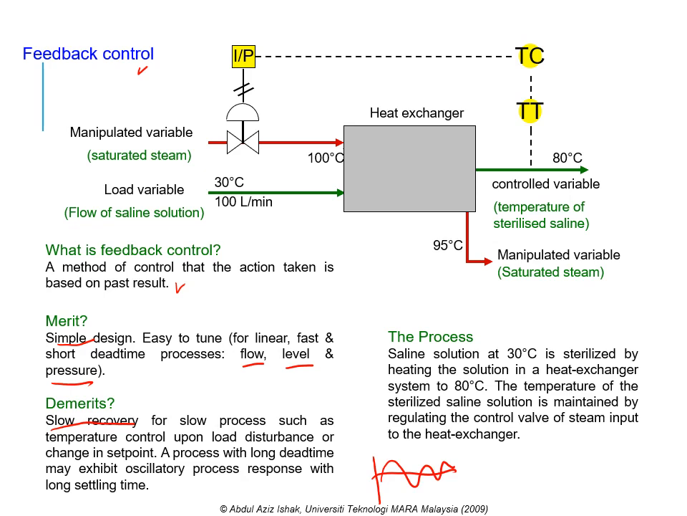All right, so this is the example of the heat exchanger. The process is that saline solution at 30 degrees C is sterilized by heating the solution in the heat exchanger system to 80 degrees C. The temperature of the sterilized saline solution is maintained by regulating the control valve of the steam input to the heat exchanger. So in designing the feedback control in the heat exchanger, these are the variables you need to identify prior to designing.